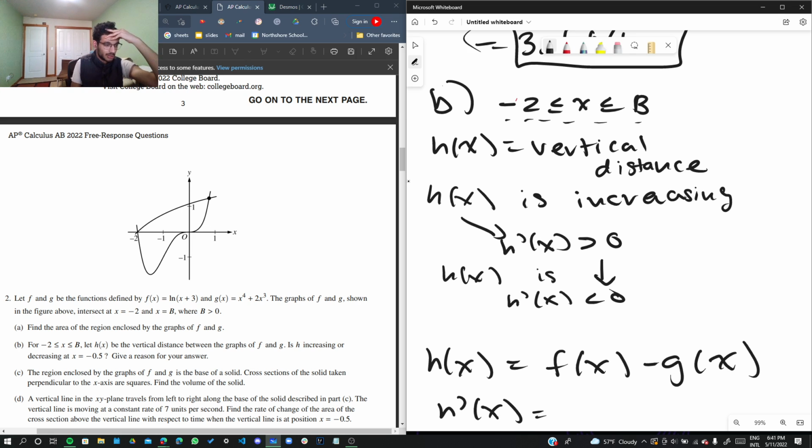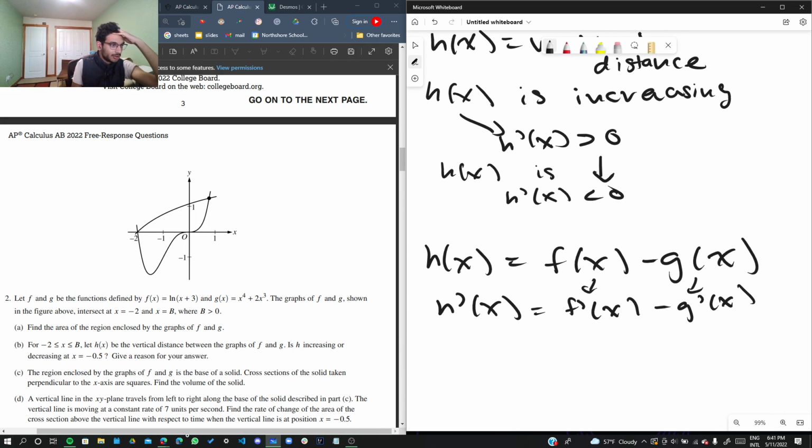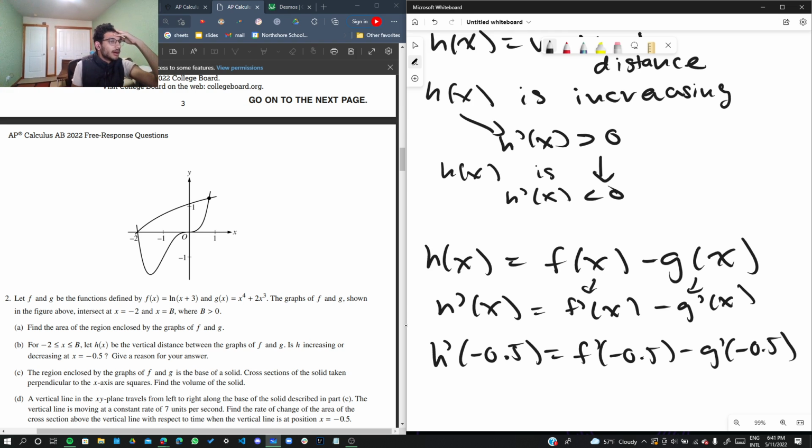So then now you can just take a, well, I was about to say product rule. It's just the derivative of each of these. It's just f prime of x minus g prime of x. And now, if you want to find the slope at negative 0.5, h prime of negative 0.5 is equal to f prime of negative 0.5 minus g prime of negative 0.5.